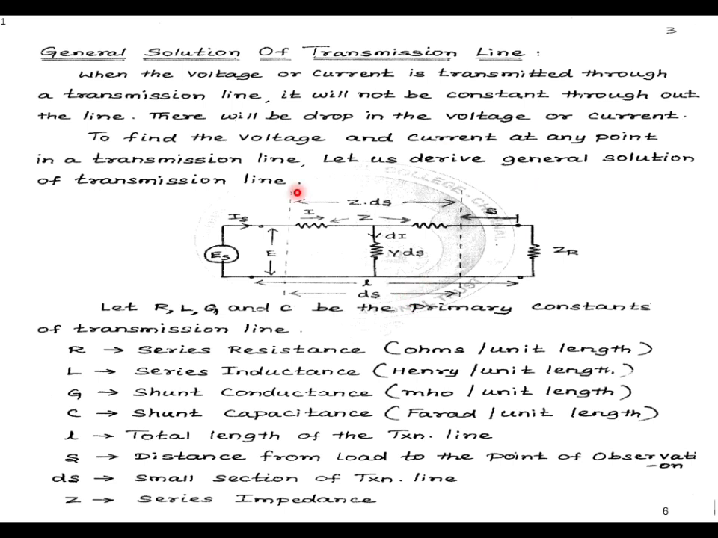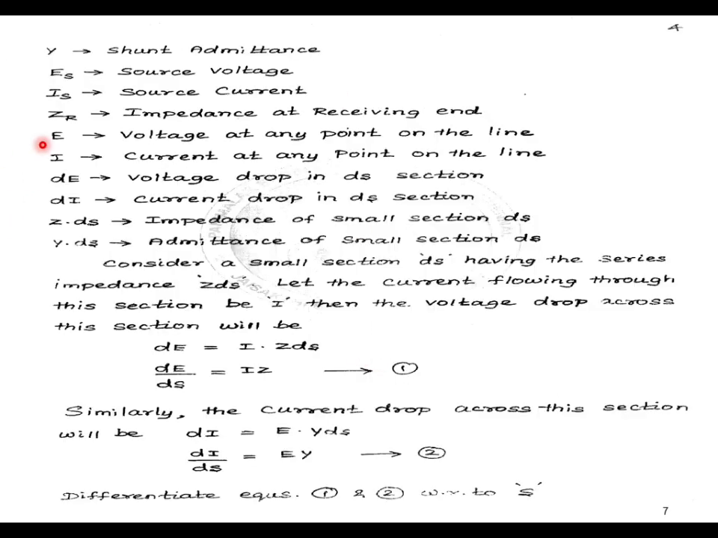Okay. See, already we know this. R is series resistance, L is series inductance, G is shunt conductance, and C is shunt capacitance. L is the total length of the transmission line, and S indicates the distance from the load to the point of observation, and DS is a small section of the transmission line. Z is the series impedance, and Y is the shunt admittance. And ES is the source voltage, and IS is the source current. ZDS is the impedance of the small section, and YDS is the admittance of the small section.